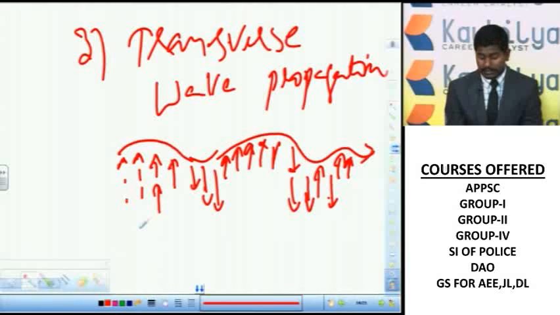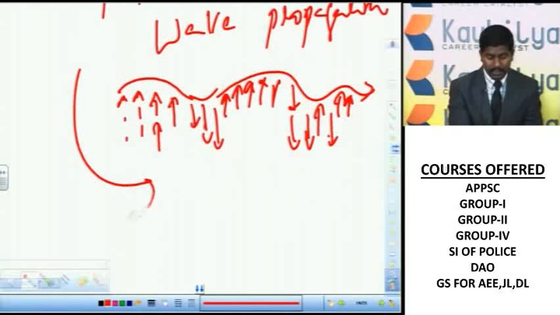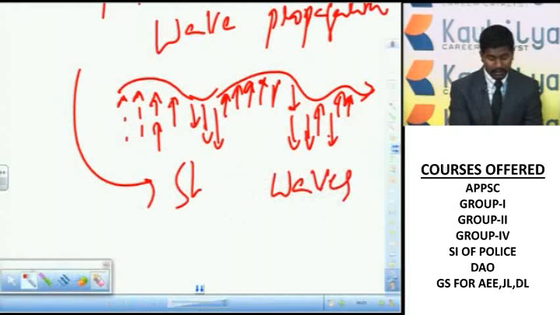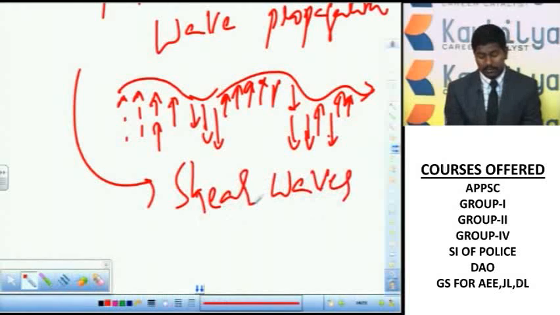Because of this, S waves cause a lot of shear when they pass through the rock strata. They cause a lot of shear like this, and that's why S waves are called shear waves. So these are S waves, also called shear waves, and they cause a lot of crustal disturbance inside because of their propagation.